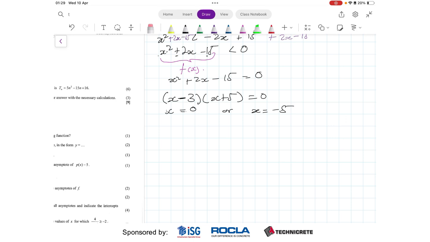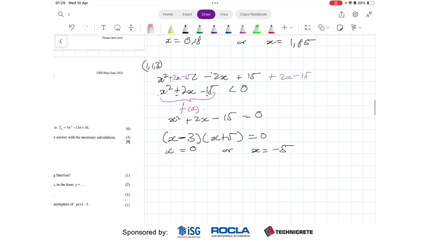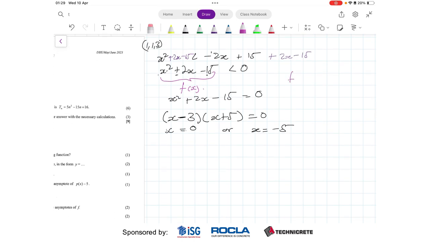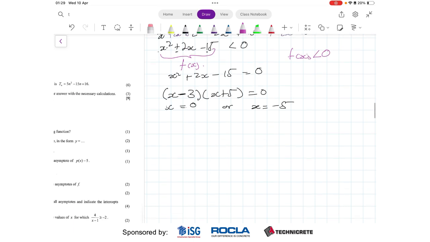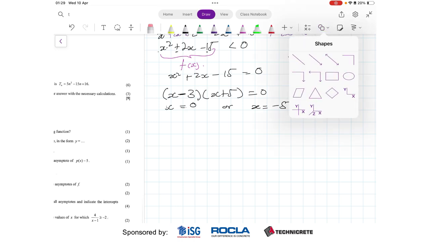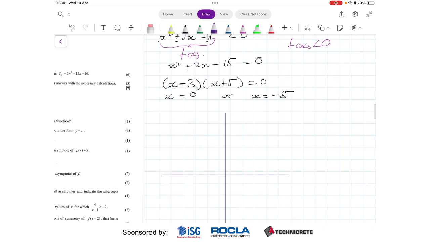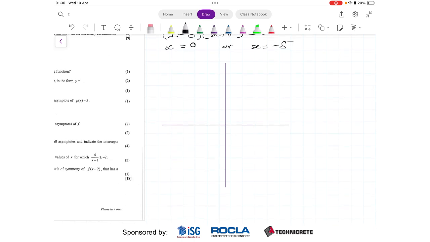When you get to this stage, because you have two possible values, you have two roots, you have to determine which of these roots satisfy our condition. And if you look at it, our condition tells us that f at x must be less than 0. So what are we going to do? The first thing that we're going to do is highlight what these roots look like on our Cartesian plane. Our minus 5 will be this side, our 3 will be that side.